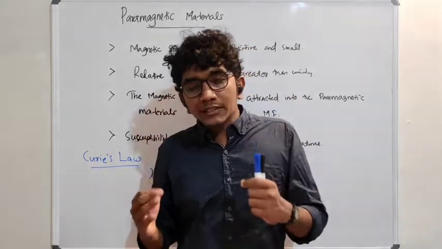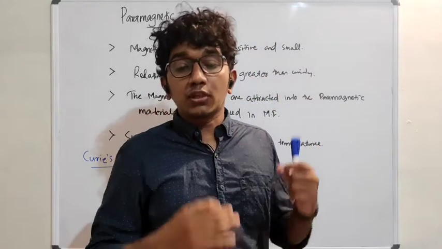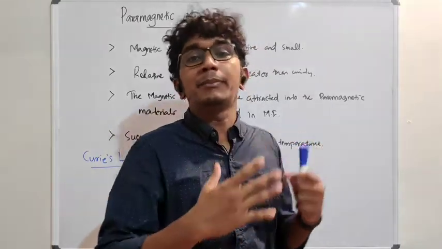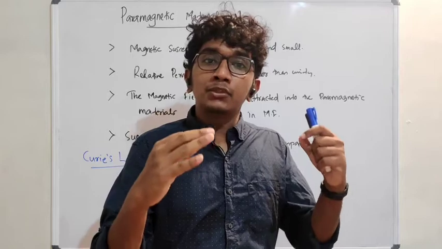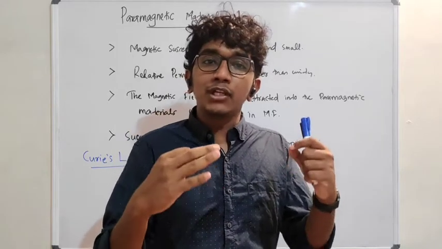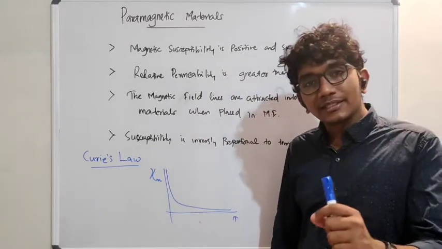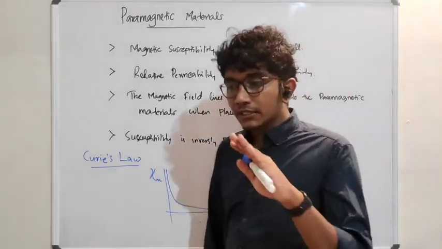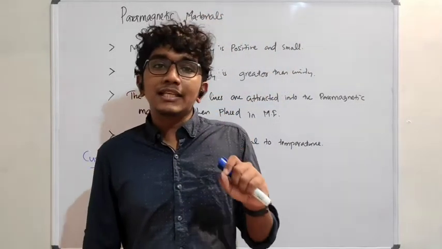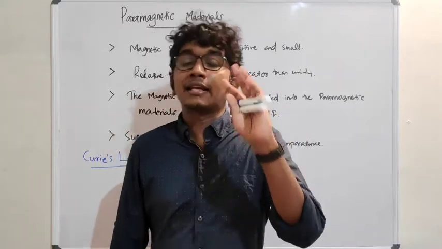But in those cases, the net magnetic moment will be 0. Why? Because of the random direction. The orientation will be random. So that we have already covered. But the question is how this material will behave in an external magnetic field.